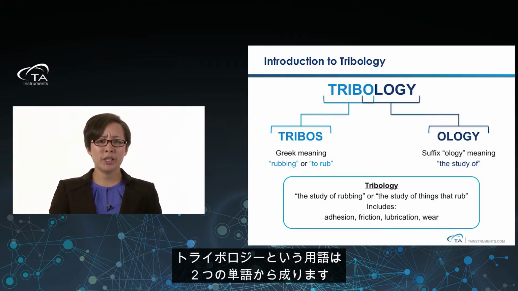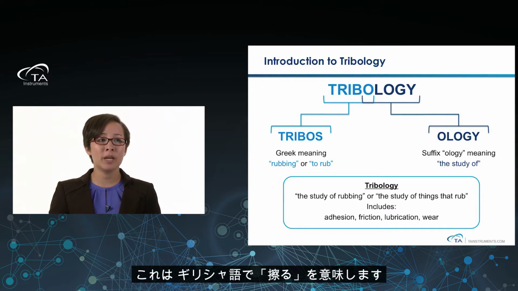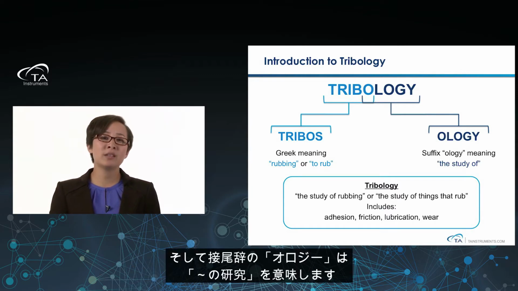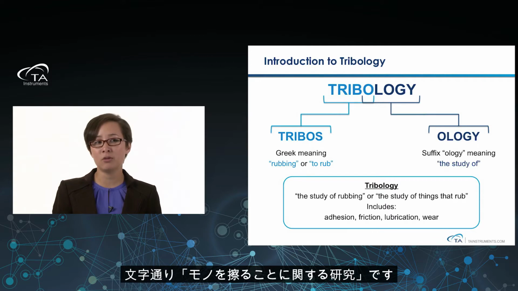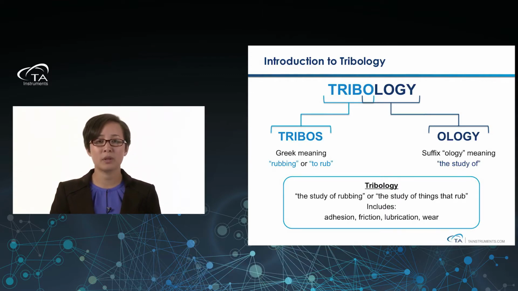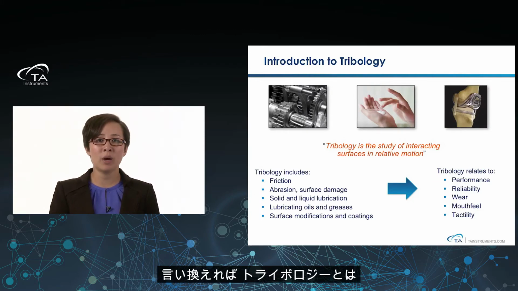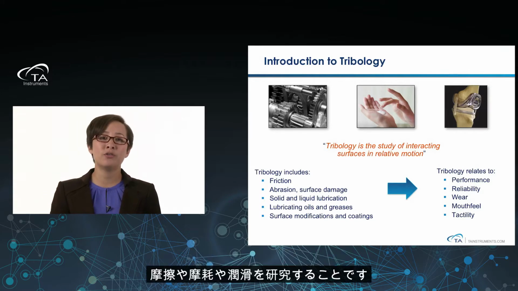Now, the word tribology can be derived from two words. The first word being tribos, which is Greek, meaning rubbing or to rub, and then the suffix ology, which literally means the study of. So when we put these words together, tribology literally means the study of rubbing, or the study of things that rub. This can include properties such as adhesion, friction, lubrication, and wear. Another way to think about it is tribology is the study of friction, wear, and lubrication between two interacting surfaces while they're in relative motion with one another.